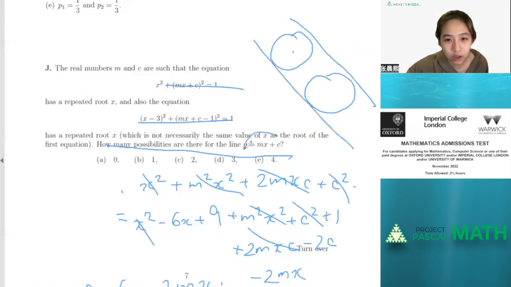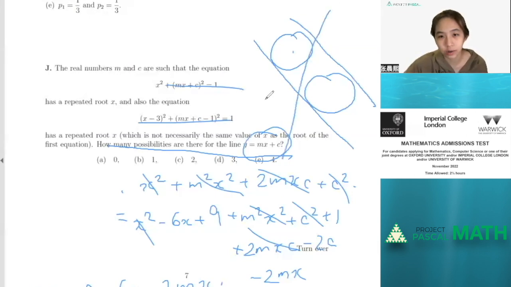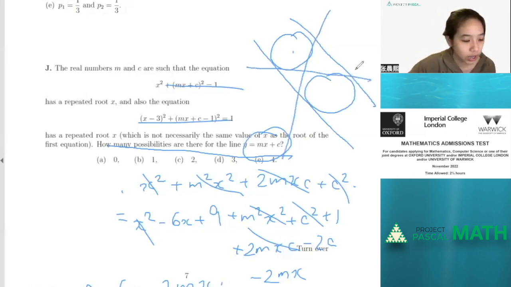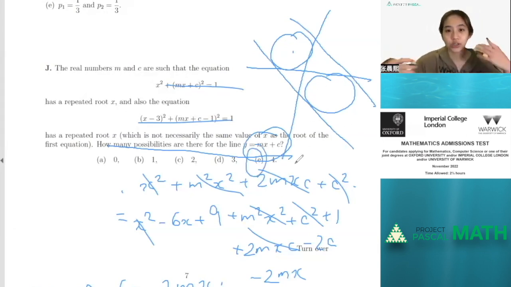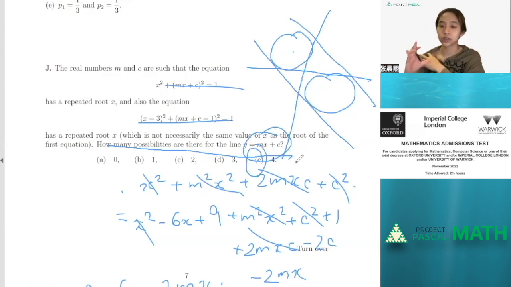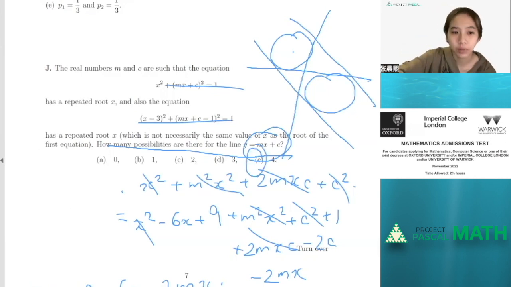And they ask what's the possibility of y equals mx, which is another tangent that has a different gradient, but also is a tangent to both of these circles. So it's another one here, another one here. And so the total will be 4 lines that are tangent to both circles. So essentially they're asking for common tangents to these circles. So it's 4 of them.